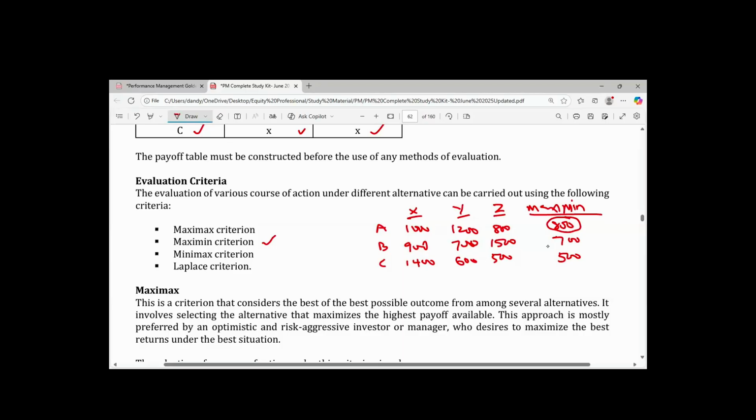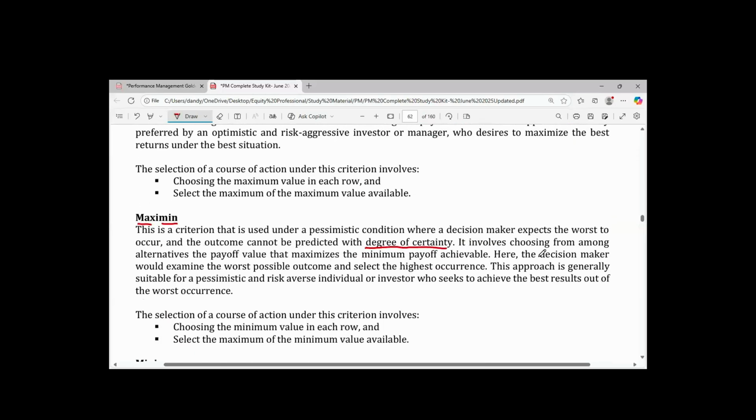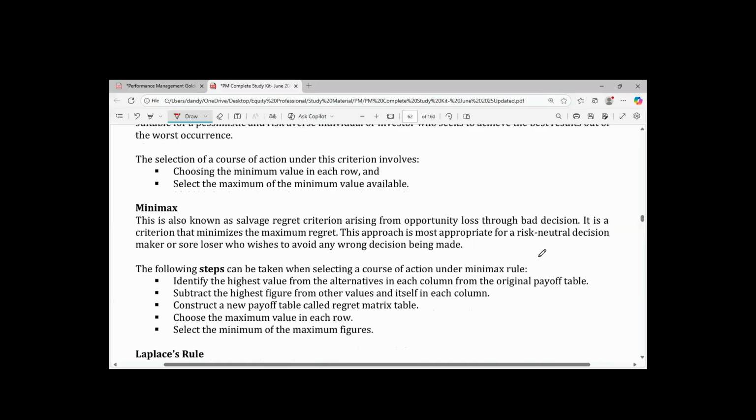Let's move on to the next one, which is Minimax. The Minimax criterion is also known as Savage regret, arising from the opportunity loss through a bad decision.